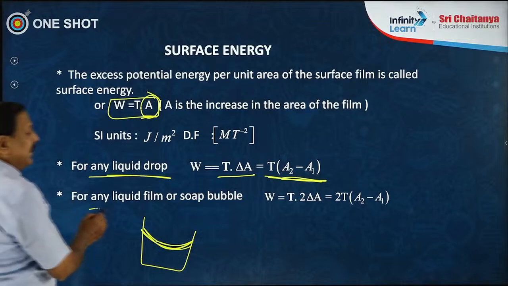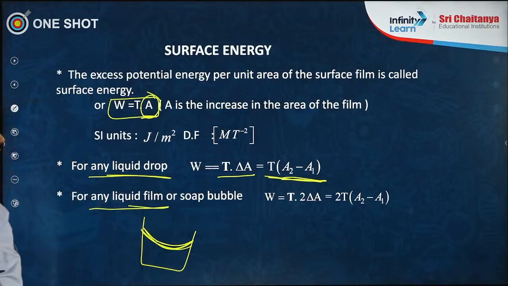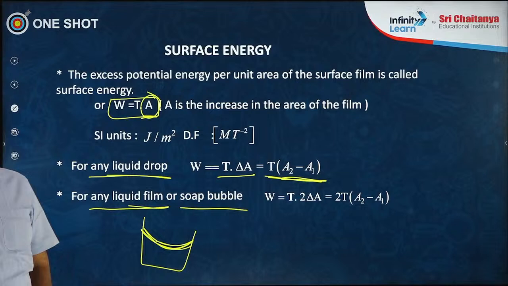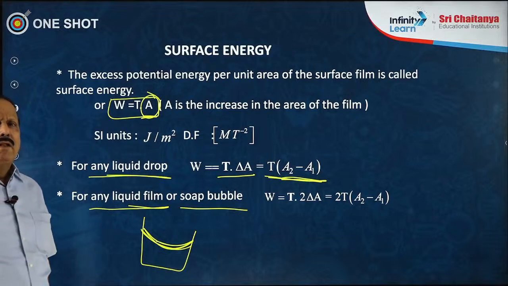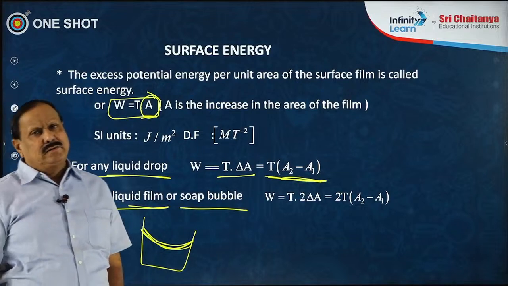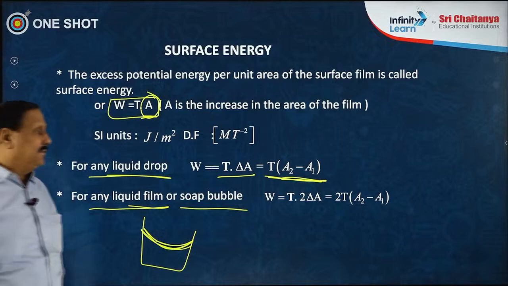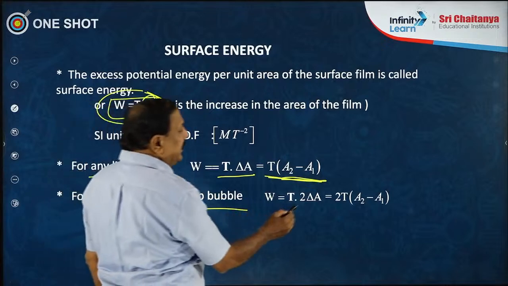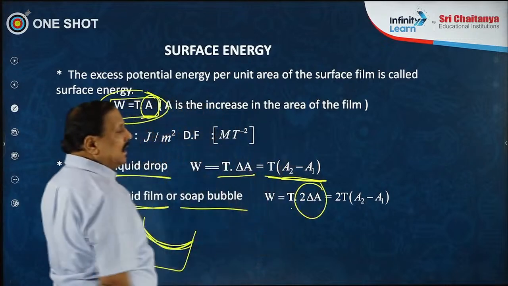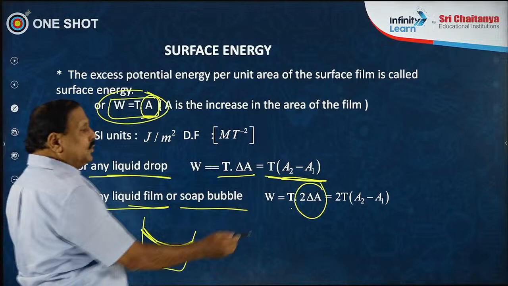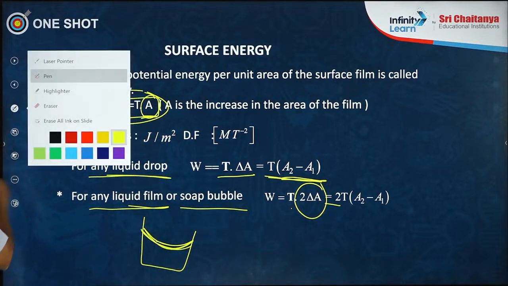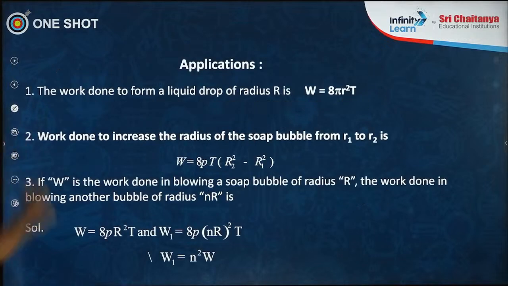Suppose in the case of any liquid film or soap bubble, because the film or bubble has two surfaces. Suppose you take a soap bubble: inside air, outside air, therefore there are two surfaces. So the same formula W = TA can be written as W = T into 2 dA, or 2 delta A. Why is this 2 coming? Because there are two surfaces in the case of a soap bubble.